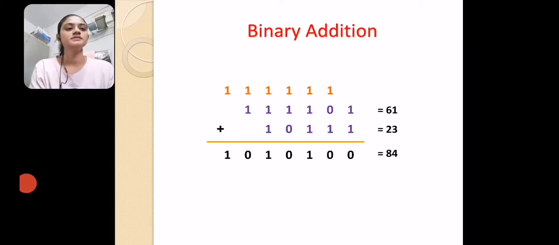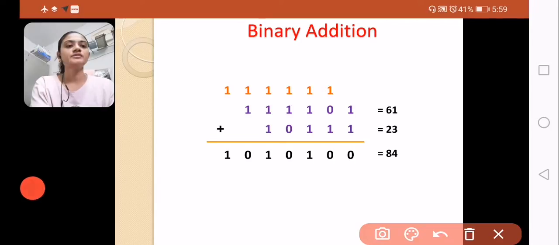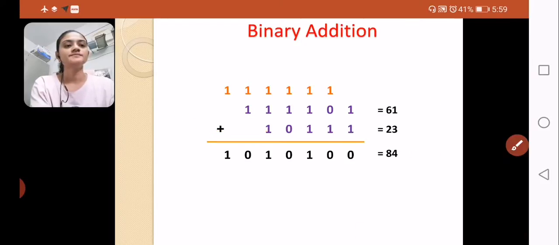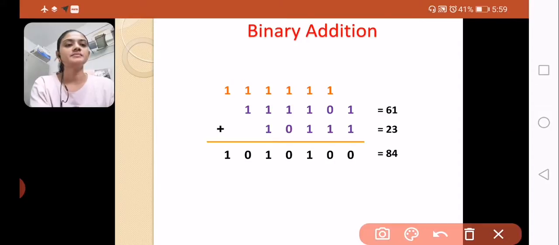Here you are given two numbers to add. First is 1 1 1 1 0 1, and second number is 1 0 1 1 1 1. These two numbers are given for addition. On the right hand side, 61, 23 and 84 are given as the decimal equivalents of these binary numbers, for cross check purposes. So right now we will start addition bit by bit.